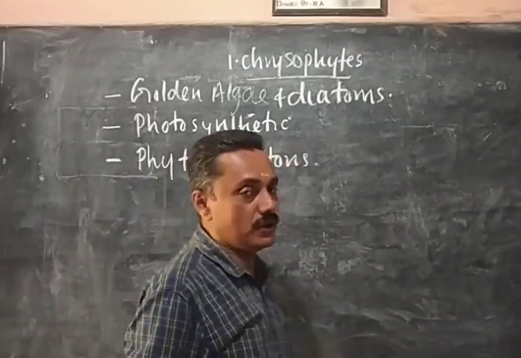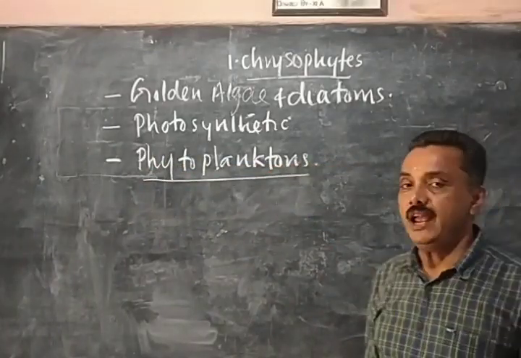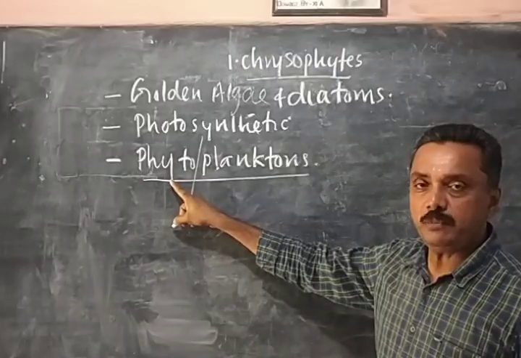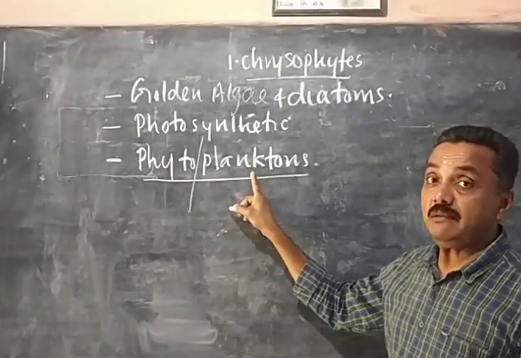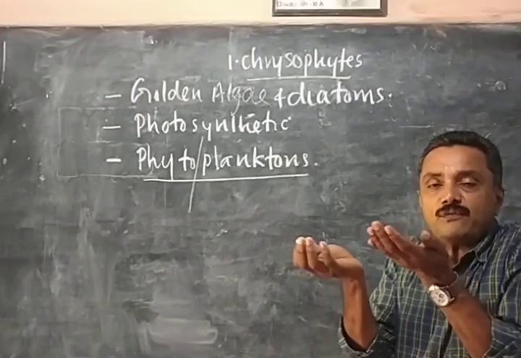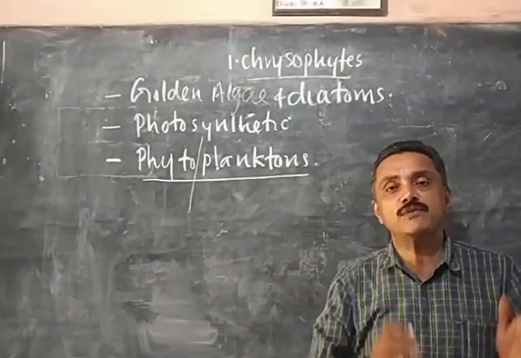See, it's an important term for you, phytoplanktons. Phyto means plants. Phyto means plant. Plankton means floating organisms. Floating means remaining on the surface of water, moving freely on the surface of water.